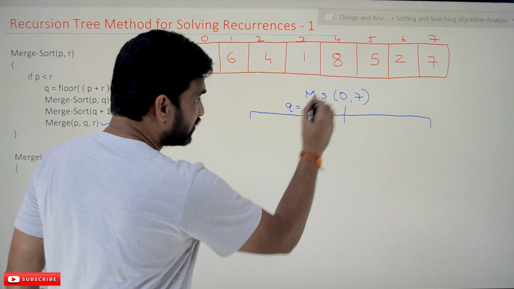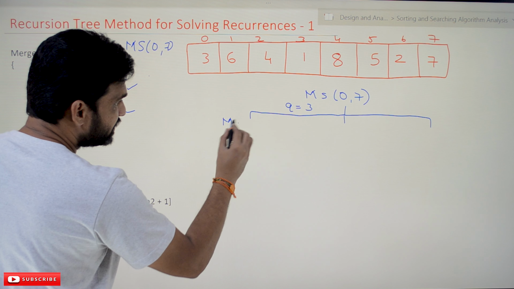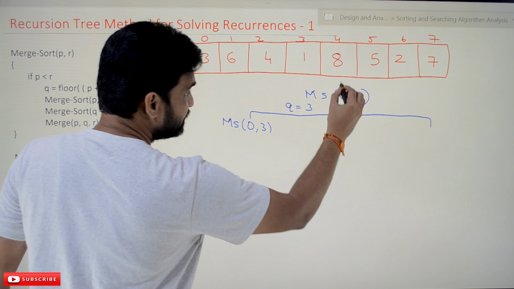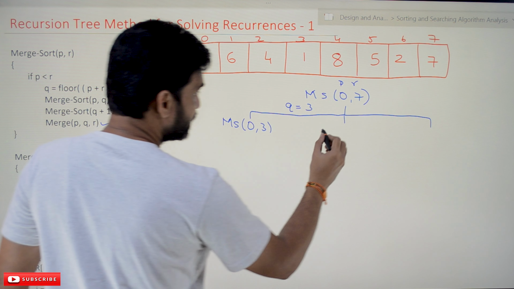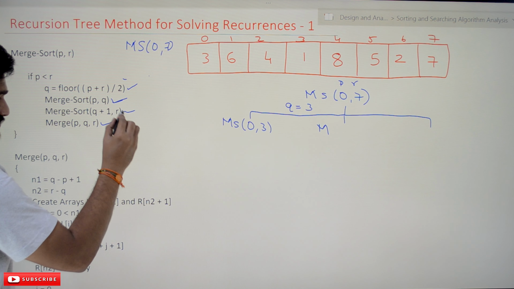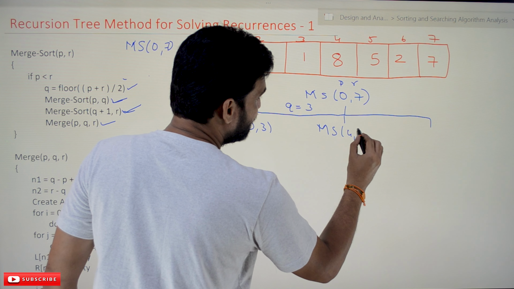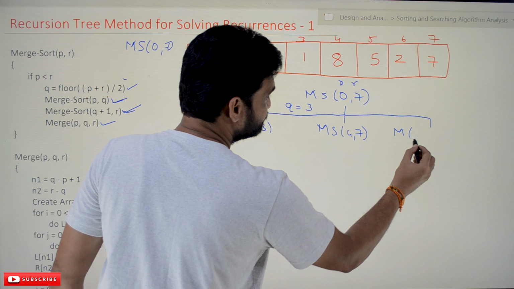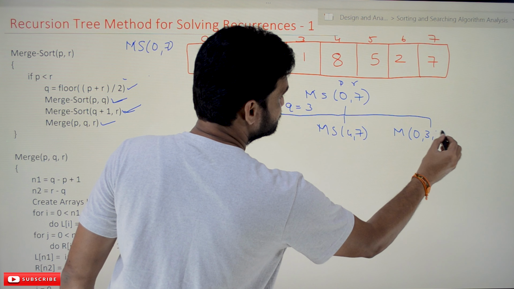So in this function call, the q value is 3, and the function calls that are made are ms of 0, 3. Q value is 3, this is the p value and this is the r value. Now p comma q is 0, 3. This is the first function call that is made, and the next function call is ms of q plus 1, which is 4, comma r. R is 7. And the next function call that is made is merge of p comma q comma r, which is 0, 3, 7.